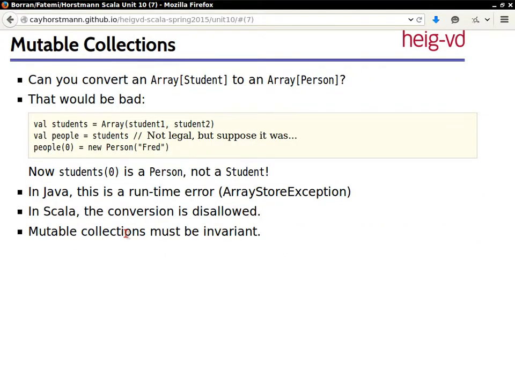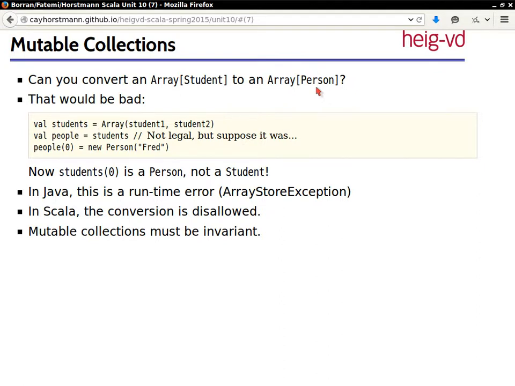Why isn't this always the case? Why aren't collections always covariant? I mean, don't they produce stuff? But it's not that simple. So look at an array class, like we have in Java, and let's see if array could actually be covariant. If we had an array of students, could we make it into an array of person? Could we pass an array of students to something that expects to get an array of person?